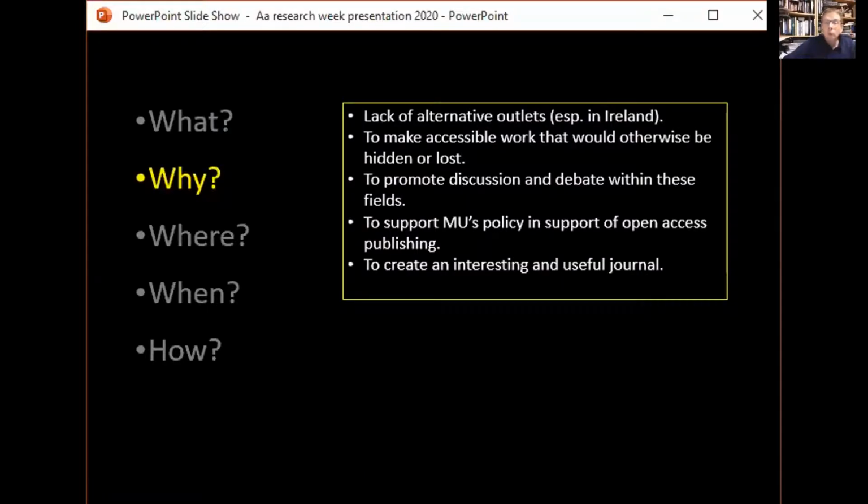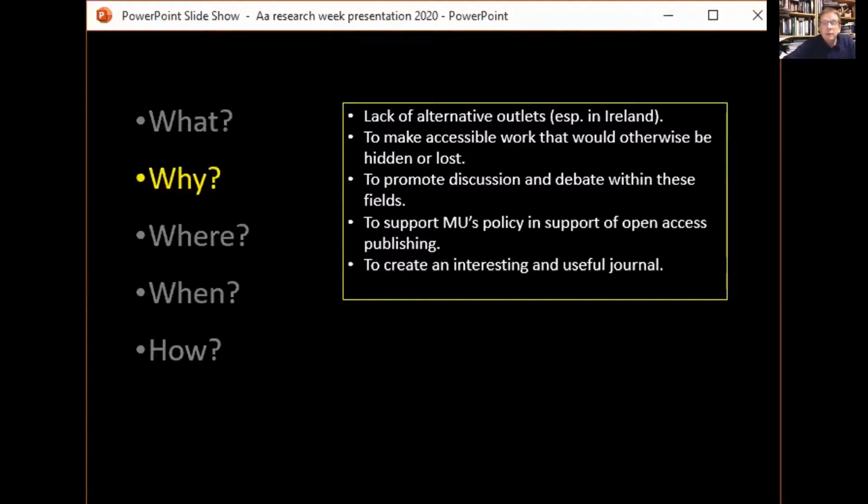So why do it? Well, partly it was a lack of alternative outlets. There's plenty of journals in defence studies and military history, but there are few of those based in Ireland, few that provide an outlet for Irish work, few of them that are peer-reviewed and open access, and few that will be available to the kind of new researchers that we're particularly interested in.